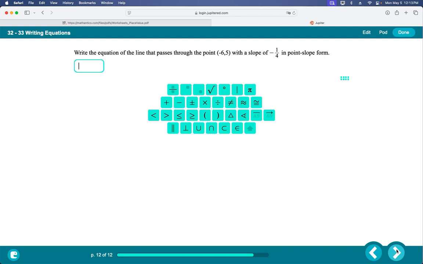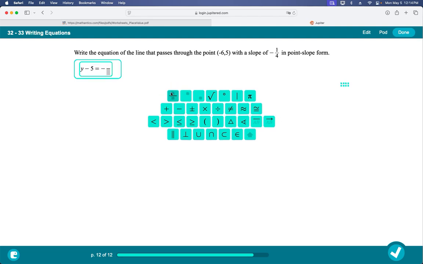Last one, easy peasy. So y minus the y value, which is 5. You can see that here, the y value is 5. And that's going to be equal to the slope. The slope is a negative 1/4, so we're going to say negative fraction 1 over 4. And that's going to be times x minus, and our x value is actually negative. So instead of minus, we're going to say plus 6, because a negative minus a negative is a positive. That's going to be our solution for the last one. And that's it. We're done.